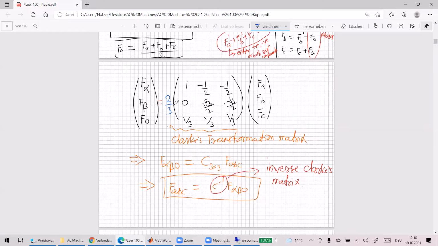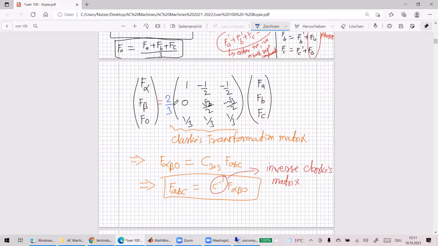So even if you keep this 2/3 over here, if you do the inverse Clarke transformation, what's happening? Indirectly, you are multiplying by 3/2 there. So it is also canceling. So it really does not matter what you put there. But it matters if you see it in the DQ frame, or in the alpha beta frame.